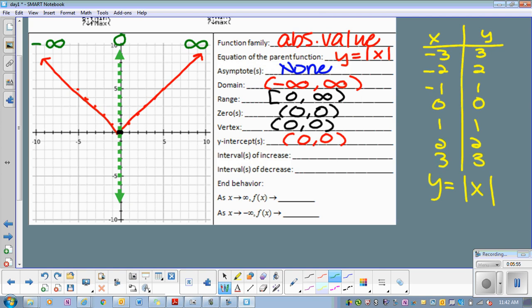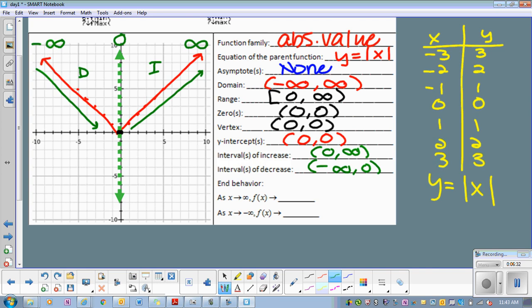Just tell me what the graph is doing. What is the graph doing from the left, from negative infinity to 0? What is this doing? Decreasing. And what is this doing from 0 to infinity? It's increasing. Please remember, increasing and decreasing intervals always use parentheses, never brackets. Okay? So increasing would be from 0 to infinity, and decreasing would be from negative infinity to 0. Any questions about that, Dylan?